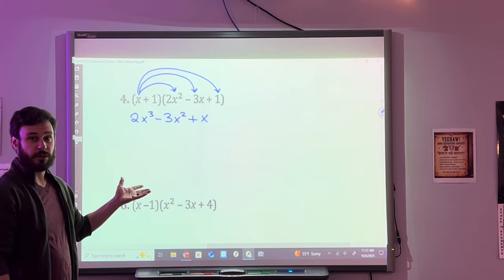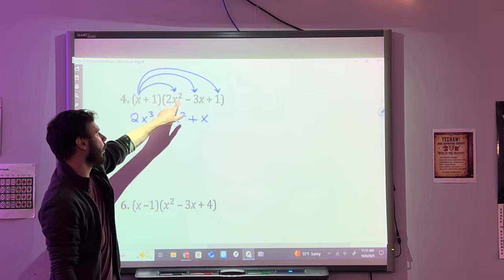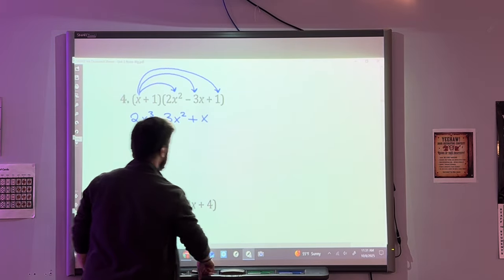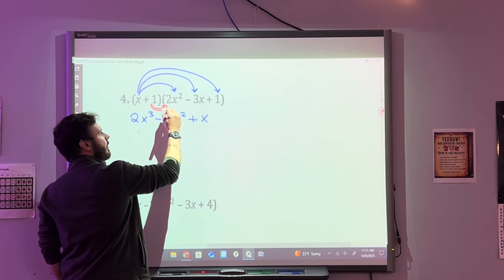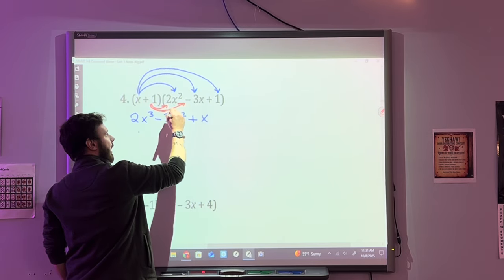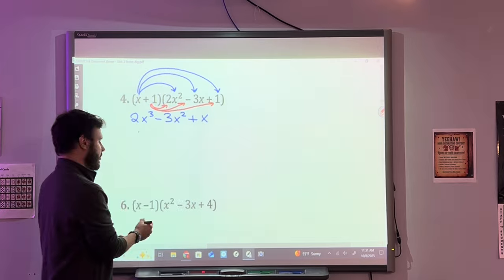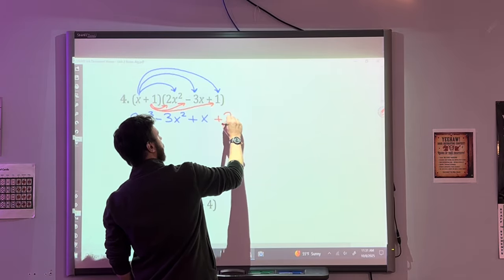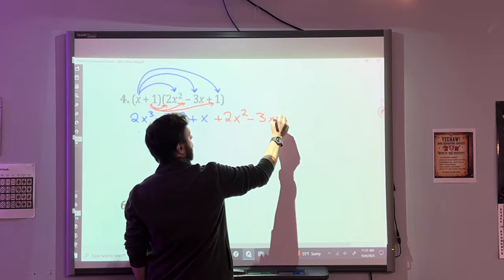So what we really did here was we gave an x to everything. Everything just got 1 more x. Okay. And now I'm going to give this plus 1. It is going to need to be multiplied by everything. So I have 1 times 2x squared, so plus 2x squared, minus 3x, plus 1.